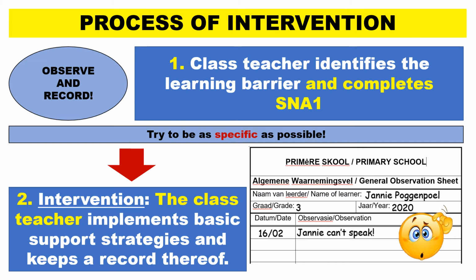That is why the general observation sheet is so important. It is not expected that we write essays, but we just use specific words. Instead of saying Yanni can't speak, we say Yanni could not present his oral due to the fact that he does not have a sufficient vocabulary, or he doesn't have anybody at home to assist him to prepare, etc.